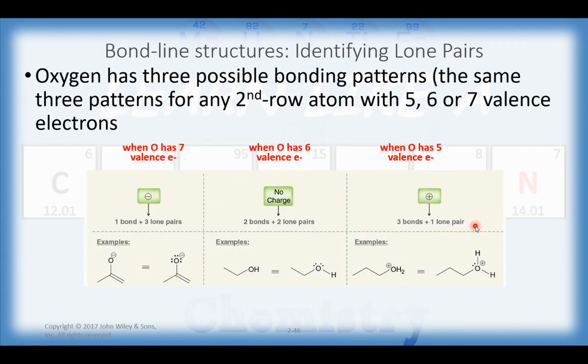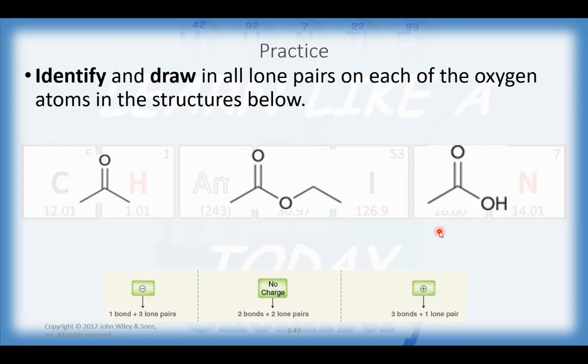And again, because of that, third lone pair means you've got an extra electron, which is what leads to the -1 charge. All right. So when we see oxygen that has a -1 charge, we know that there's going to be 3 lone pairs on it and only 1 bond. No formal charge, two bonds, two lone pairs. And if it's oxygen with a positive charge, that means it's connected to three atoms and only one lone pair present on it.